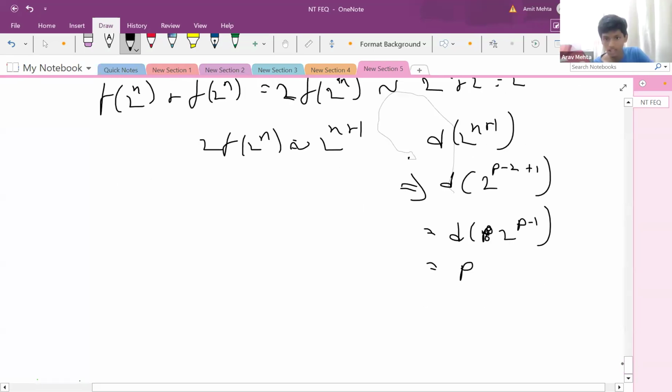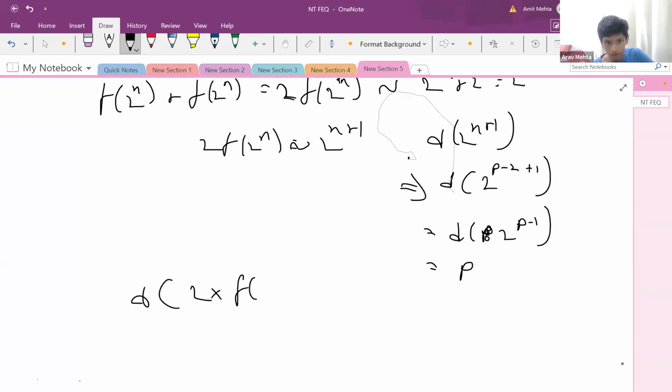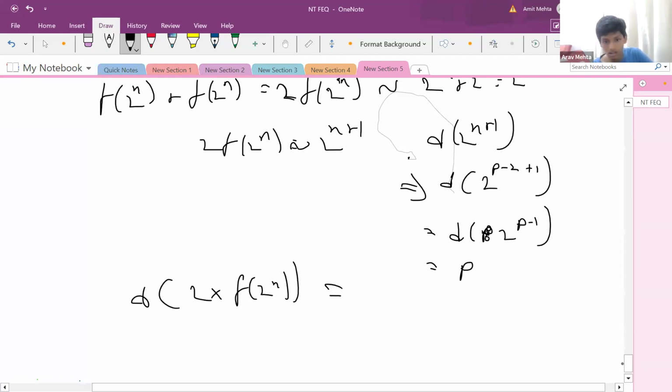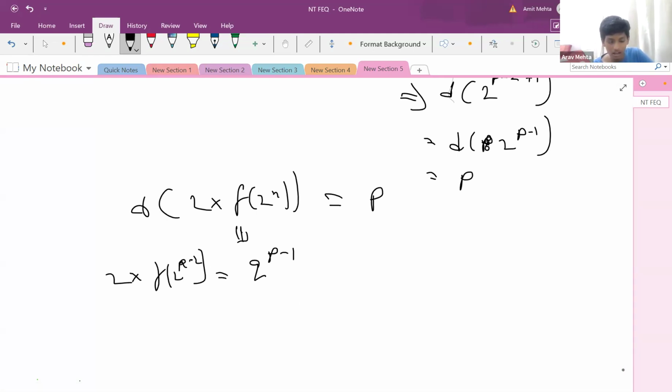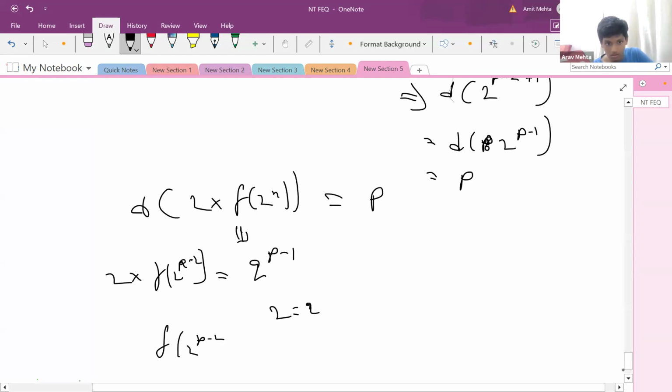This is what you were saying, right? You put n equals p minus 2, and this becomes d of 2 raised to p minus 1, which is p. And hence, we need d of 2 into f of 2 raised to n to be some prime. That means this has to be of the form some prime q raised to p minus 1. That is the only possibility. And since this is 2 into f of 2 raised to p minus 2, we have that 2 is q. So f of 2 raised to p minus 2.